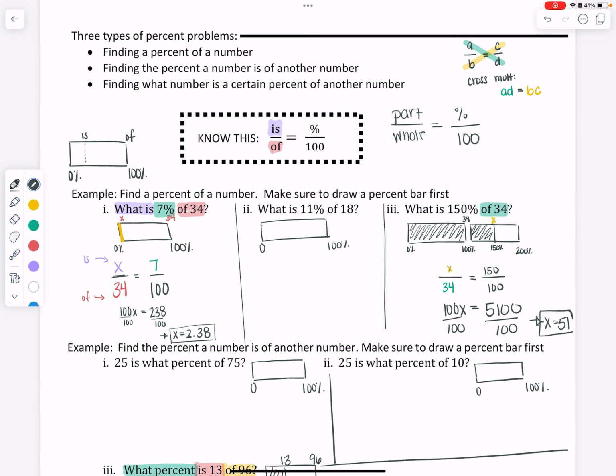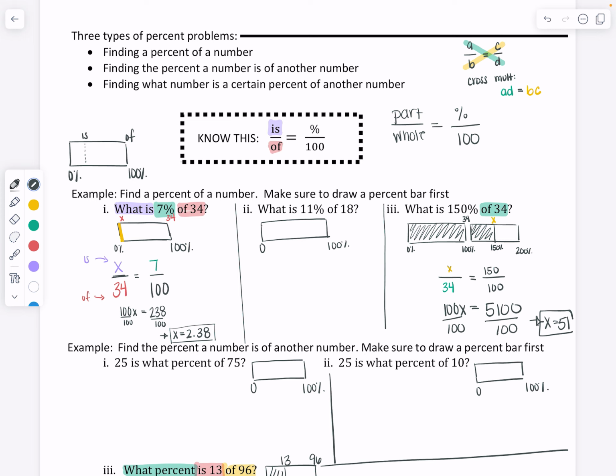Hey guys, so I wanted to do a quick video with percent problems. I've got some already done throughout the notes, but I wanted to go back and fill in a couple gaps so that you had an example of these and then you had all the other ones worked out. So if you wanted to pause the video and try those, you could.